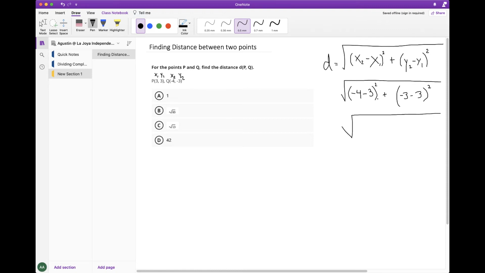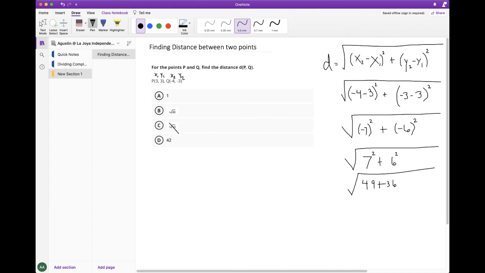So that is going to be negative 4 minus 3 is going to be negative 7 squared plus negative 6 squared. Now keep in mind that we are squaring, so regardless if it's negative, it's still going to become a positive, so it's like you're doing 7 squared plus 6 squared. That is the square root of 49 plus 36. Now looking at our answers, which one does it look like it's going to be?